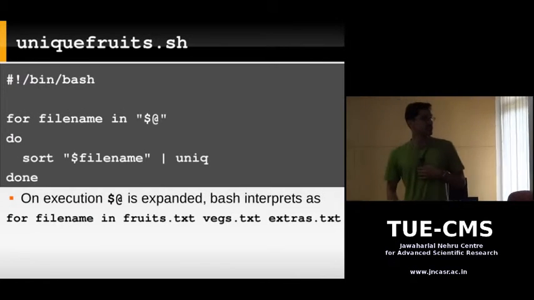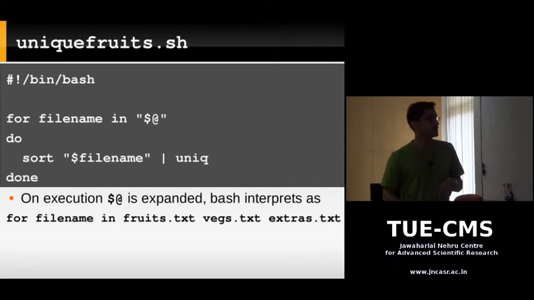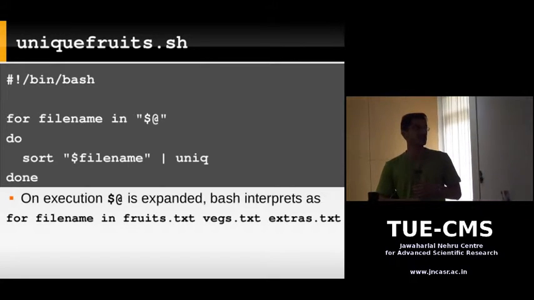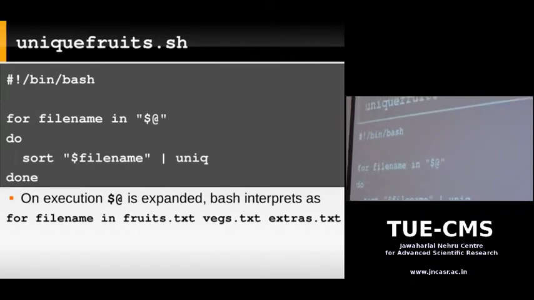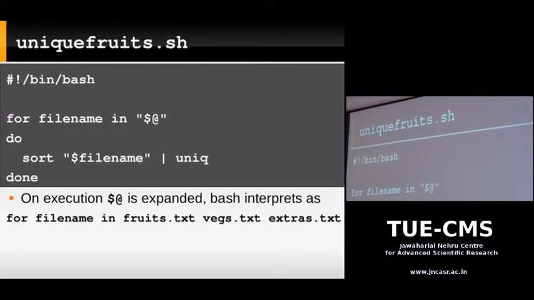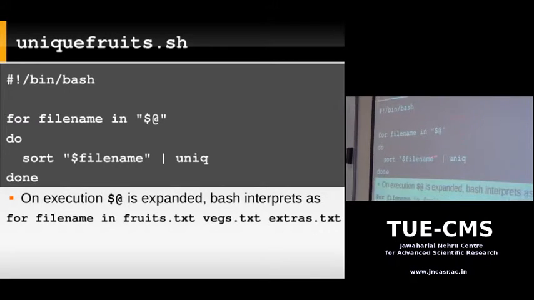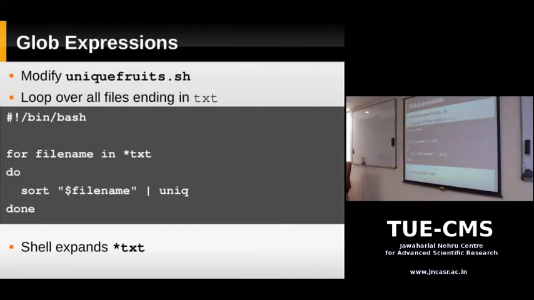Okay. So yesterday we covered, this is the last thing we covered. We wrote our unique fruits program using a for loop and using this special variable. Remember, $@ expands to all the command line arguments. So this is what it expands to. Now we move to a new thing.